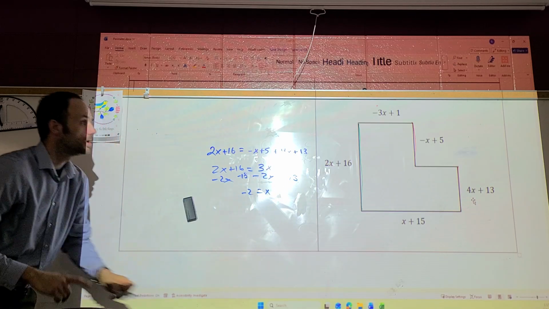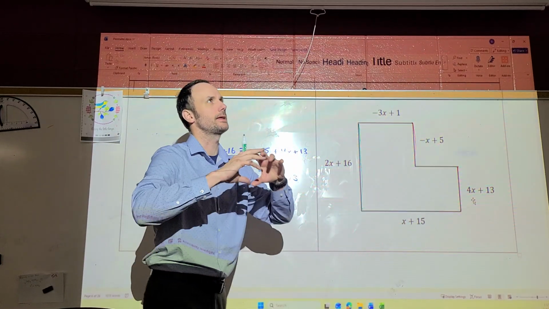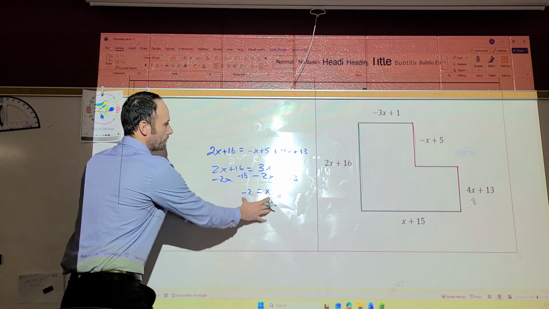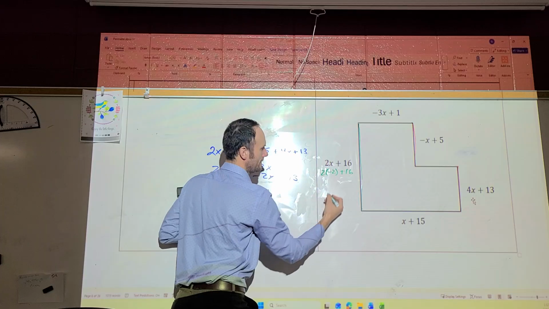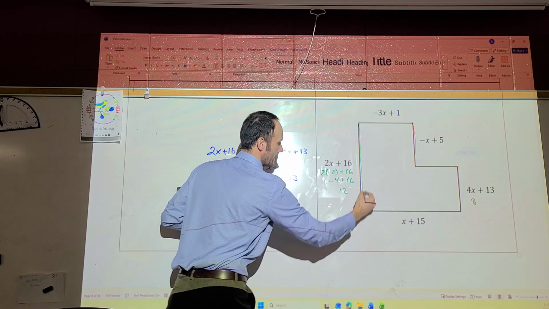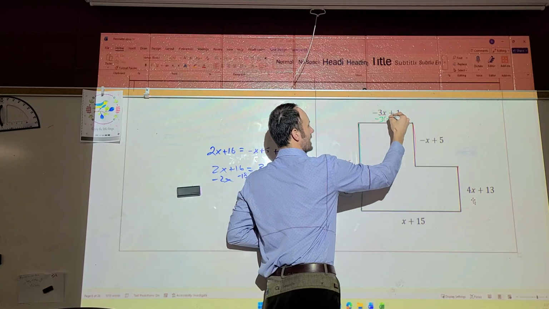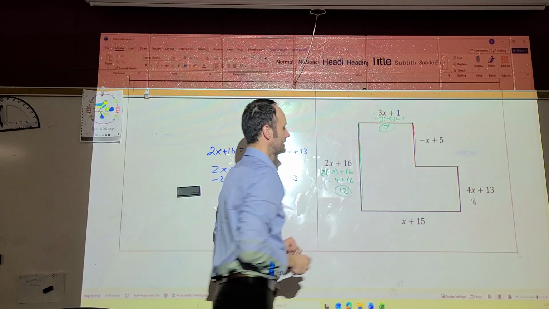So how does that help? Well, now I can go back into every single one of these pieces, look at the opportunity for error if you make one mistake evaluating this thing, and plug this negative 2 in. So I have 2 times negative 2 plus 16. It's going to be negative 4 plus 16. That's 12. So this side length is 12. Up here, I have negative 3 times negative 2 plus 1. That's going to be 6. So that side length is 7.